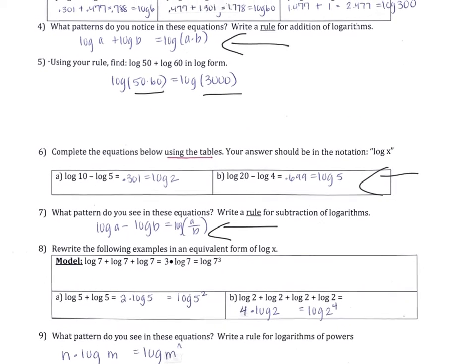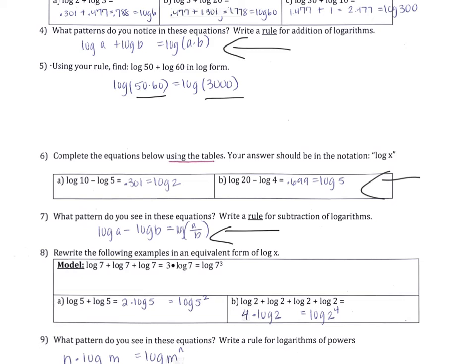Okay, so now number 8, we want to rewrite the following examples in an equivalent form of log x. So we have log 7 plus log 7 plus log 7. So that's a total of 3 log 7s. So we can write it as 3 times log 7, and that is the same as log 7 to the third.